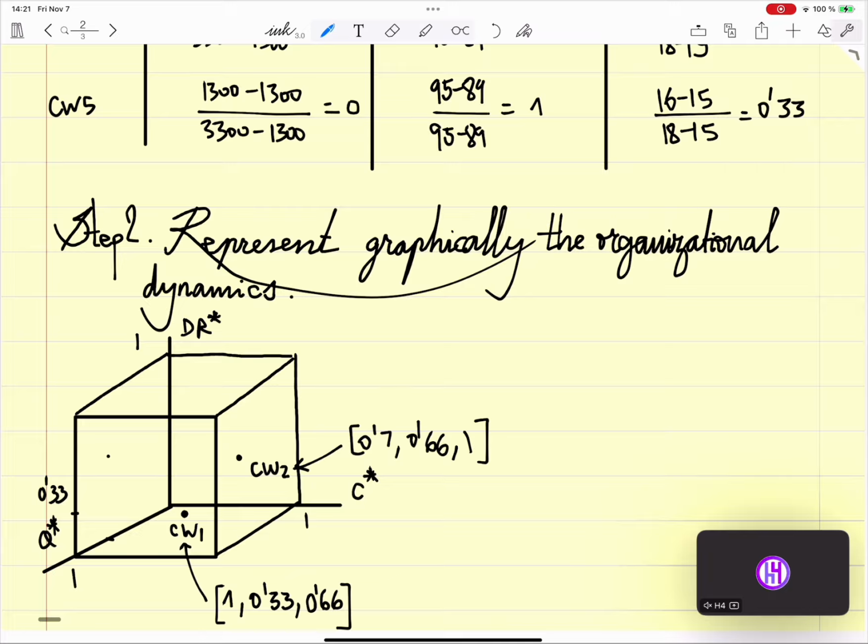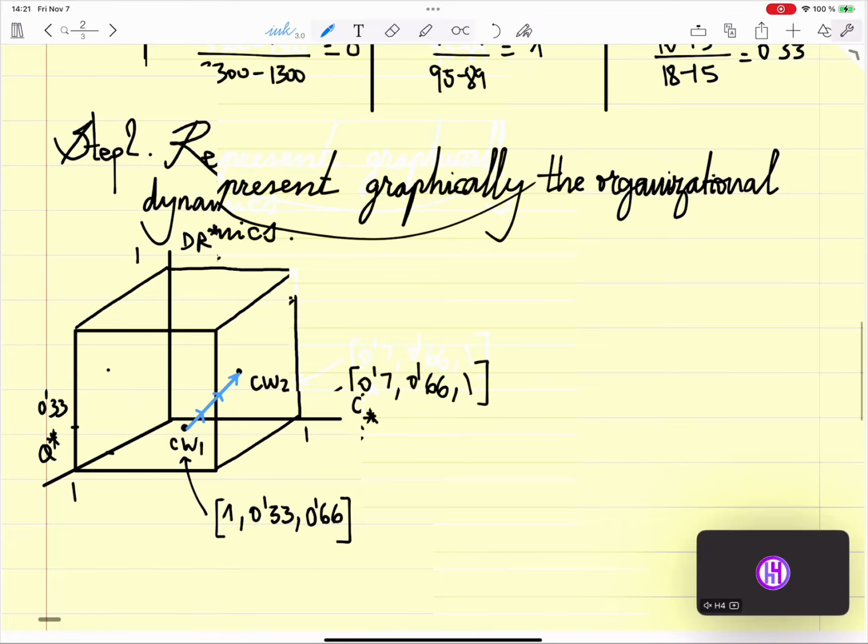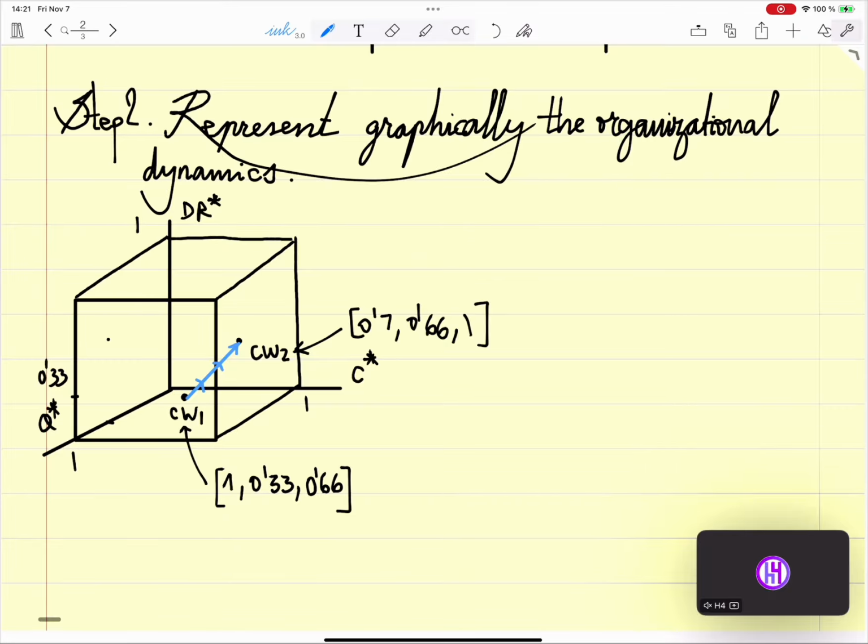So we can say that our organization is moving from calendar week 1 to calendar week 2 like this, okay? And this could already be the dynamics that we're looking for. The problem is that making a three-dimensional representation is not always clear. It's not always very understandable. That's why we're going to do the following.